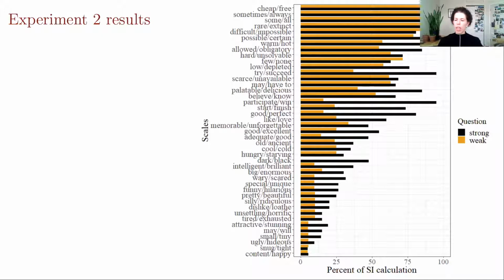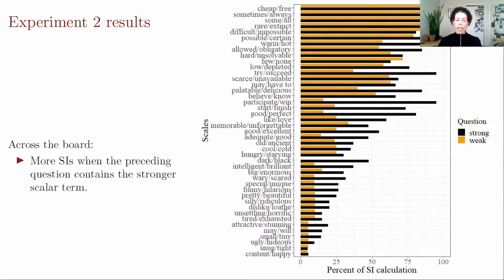So these are the results. Once again, this is a very similar plot to the one of experiment 1. On the x-axis, we have the percent of SI calculation, so what percentage of our experimental participants actually calculated the SI from that scale. And on the y-axis, we have the 43 different scales that we investigated. And importantly, the colors denote the question manipulation. For each scale, the black bar represents the condition where Mary's statement was preceded by a strong question, so a question that contained the stronger scalar from the scale. And the yellow bar denotes the condition where Mary's statement was preceded by the weak question.